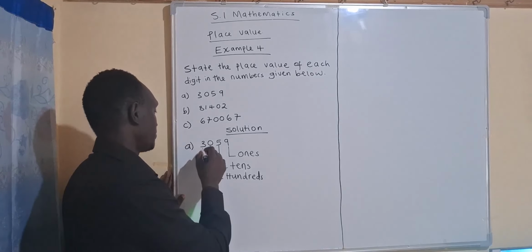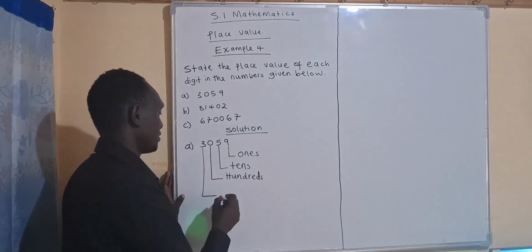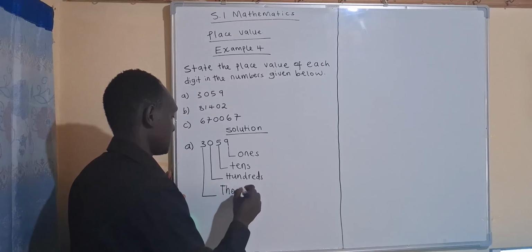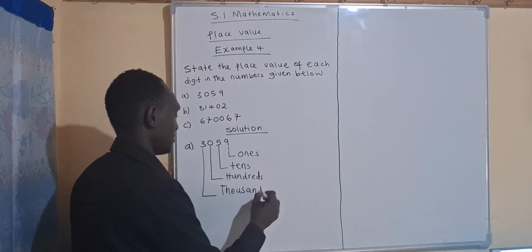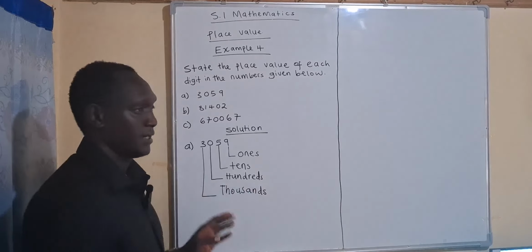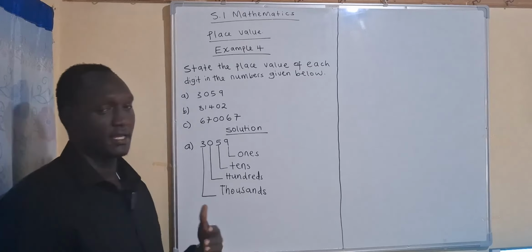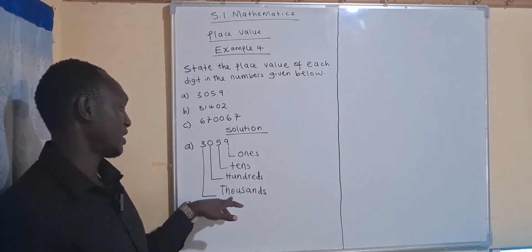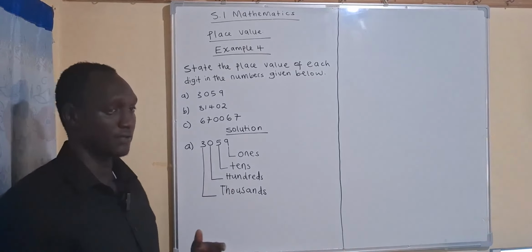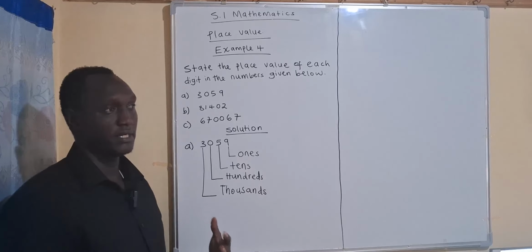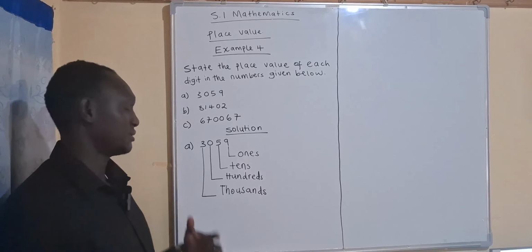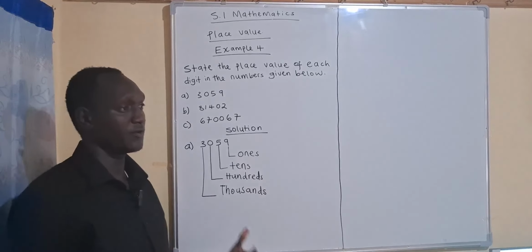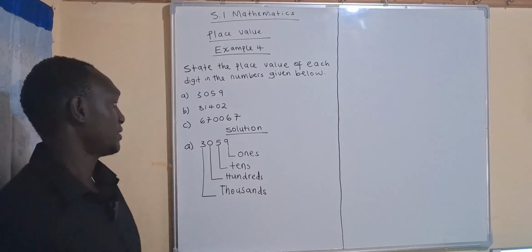And then we come to 3. This position is for thousands. That means in this number there are 3 thousands, or thousands are occurring 3 times. So the implication is what we have explained. That is the implication of how you assign place values.